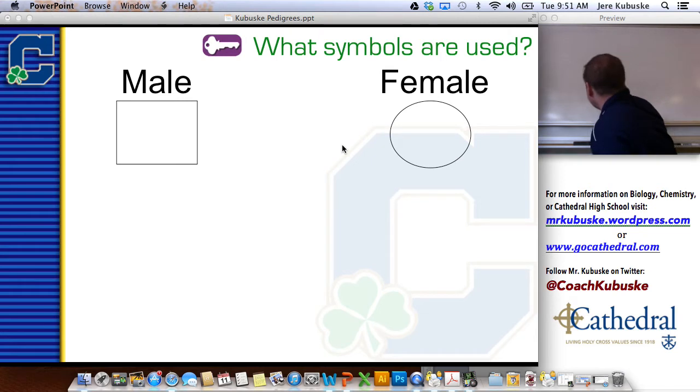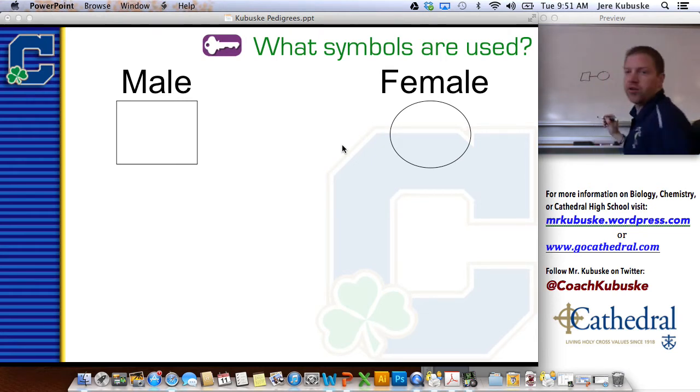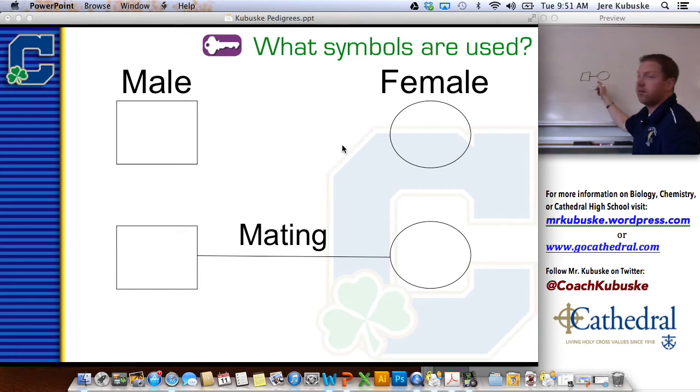Okay, males, you're squares. Females, okay, you're circles. Males are always squares, females are always circles. If there's a line in between them, what that means is that they have mated, so they're going to produce offspring.